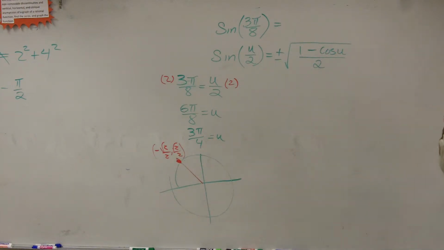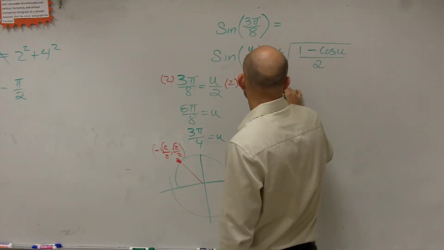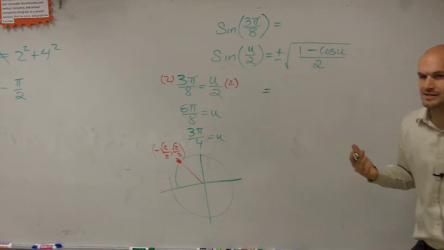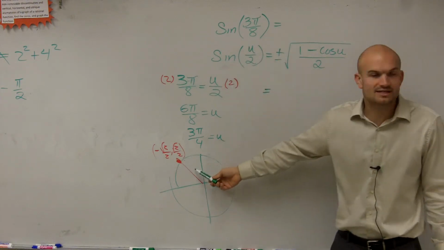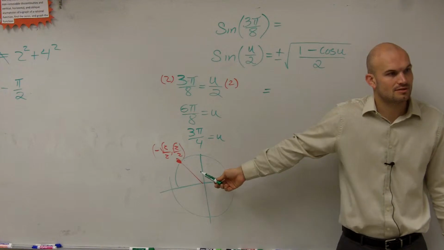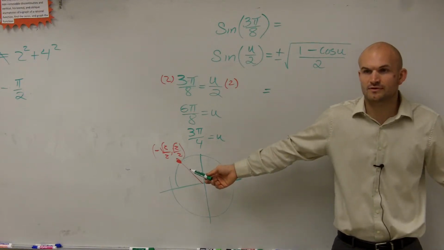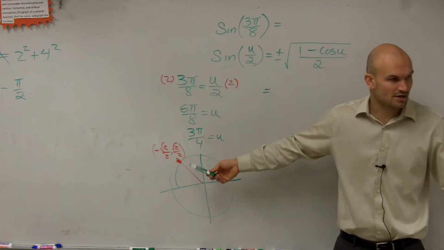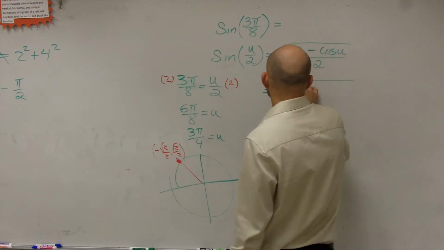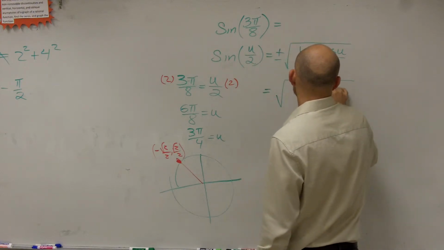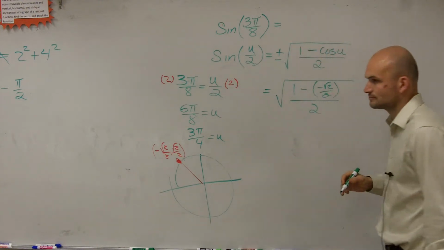So look at that, and we say, all right, it's plus or minus. And the next thing is, it's going to be plus or minus, but look at where our angle is. Our angle is u over 2. That's going to provide an angle that's in what quadrant? The second quadrant. So is sine going to be positive or negative? Positive in the second quadrant. So we'll keep that as positive. So now it's 1 minus negative square root of 2 over 2, divided by 2.